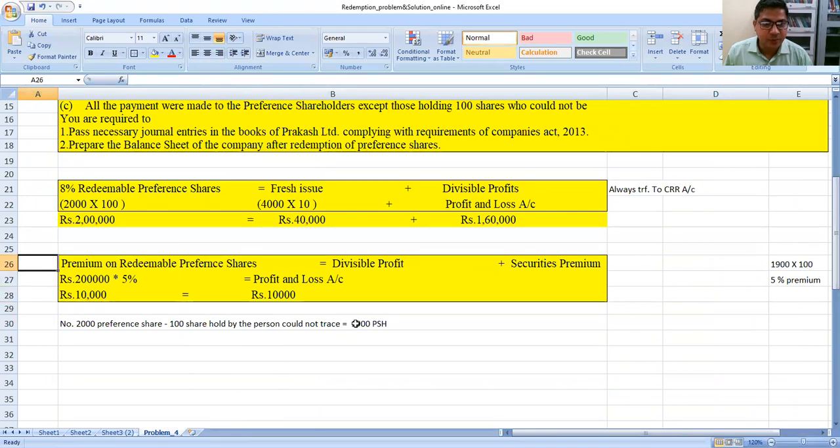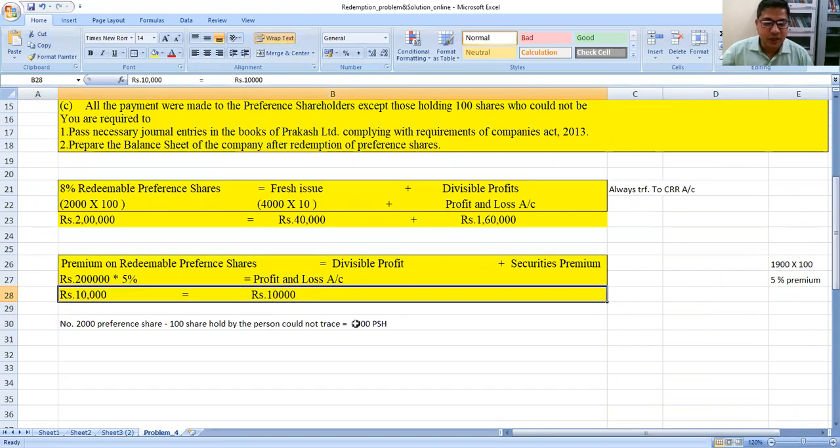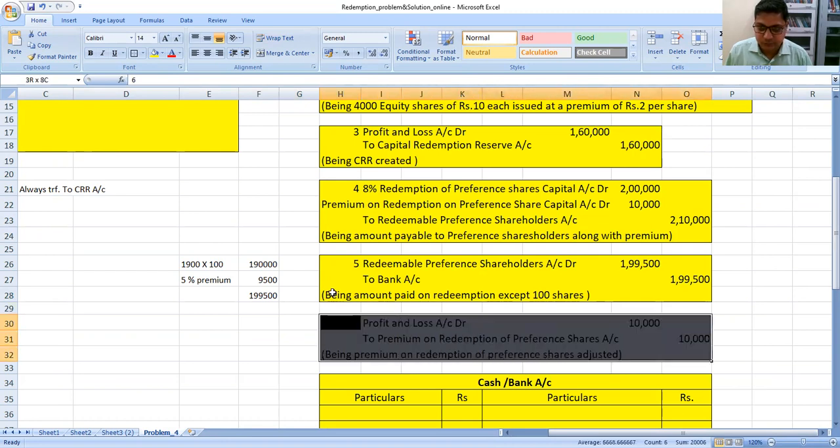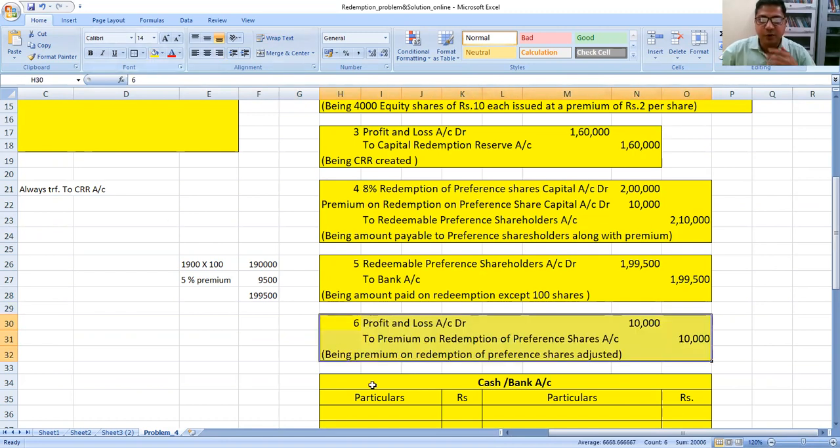Premium means how much premium we have to adjust: 10,000, and this premium we will take from the divisible profit. Divisible profit is the available profit and loss account. Whenever we use the divisible profit, we write the premium adjustment entry. The entry will be: Profit and Loss Account debit 10,000 to Premium on Redemption of Preference Shares Account. Narration being premium on redemption of preference shares adjusted.